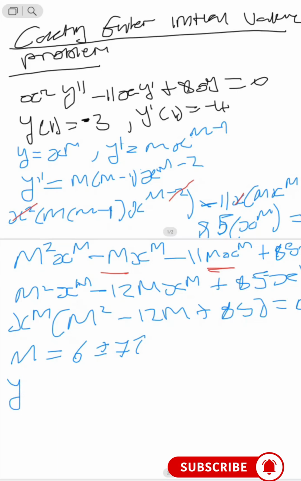So the formula of the complex is what? y of x is equal to x exponent alpha, c1 cos beta ln x plus c2 sin beta ln x. So now we just have to substitute the values, and we know that our alpha is 6, our beta is 7.